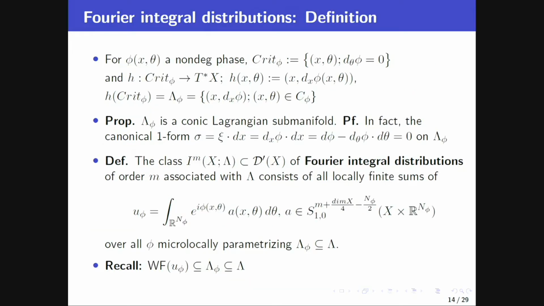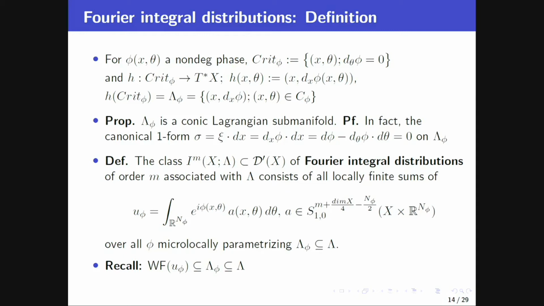So now we are ready, using this symplectic geometry, to define the Fourier integral distributions. So we remember the setting. We have a non-degenerate phase function phi of x and theta, theta the phase variable, x the space variable. Then we have a critical set where d theta phi equals 0. Then we look at the map h from the critical set to T star X, h of x, theta equals x, dx phi. And we consider the image lambda phi, x, dx phi such that d theta phi equals 0. Okay? So phi is given, we can find the critical set, we can find x, dx phi, and we can write this Lagrangian lambda phi.